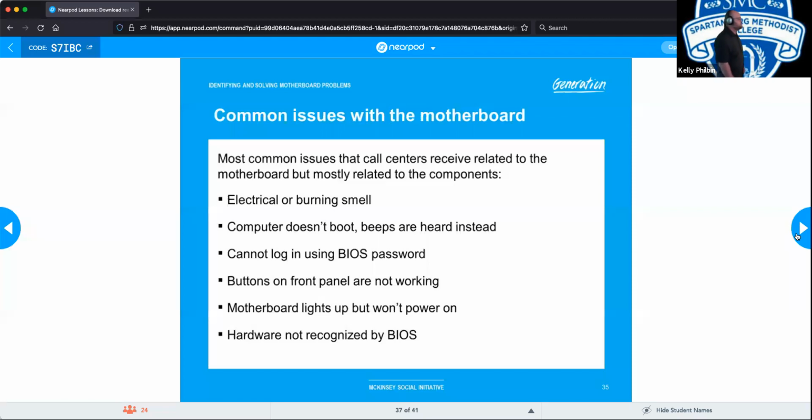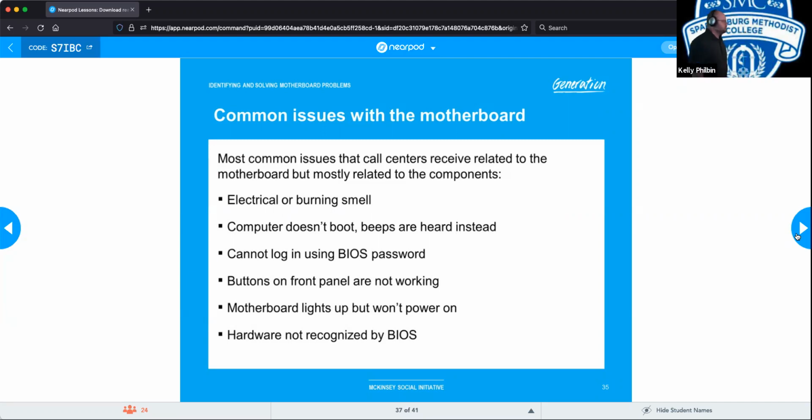Next, common issues with motherboards that you've got to pay attention to. That electrical burning smell. If you ever smell that or see blue smoke coming out from the back of your machine, unplug it right away. Snatch the plug out of the wall. Shut it down. Something has gone very wrong at this point if you are seeing that.